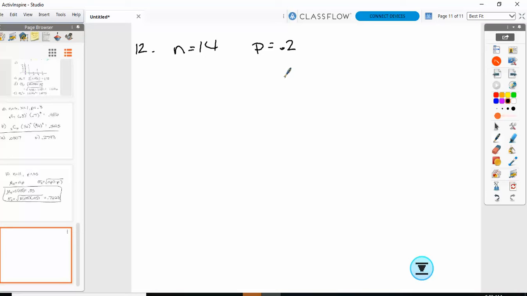The probability that they recover is 0.2. Are those the only 2 options? They either recover or they don't? Yes, so we only have 2 outcomes, 2 possible outcomes.